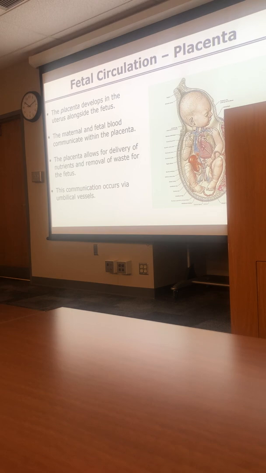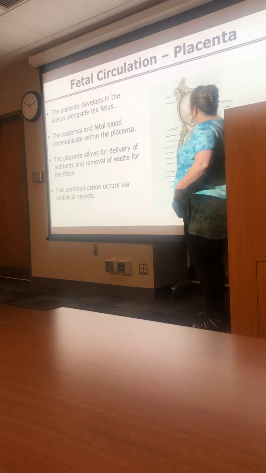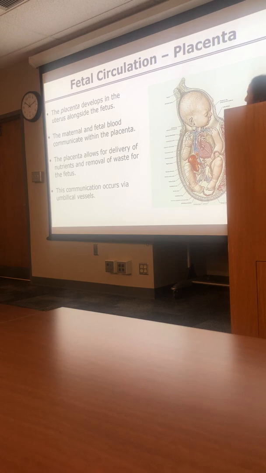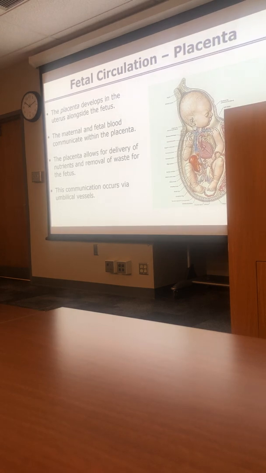So we need to talk a little bit more about fetal circulation. We talked a little bit about it and where oxygen is coming from. But if we think about it, the placenta develops in the uterus alongside the fetus. So here's the developing placenta and the developing fetus. We see that maternal and fetal blood communicate within the placenta. They get close enough to be able to do exchange at that point. So the placenta allows for the delivery of nutrients and removal of waste products from the fetus. And this communication occurs through umbilical vessels.